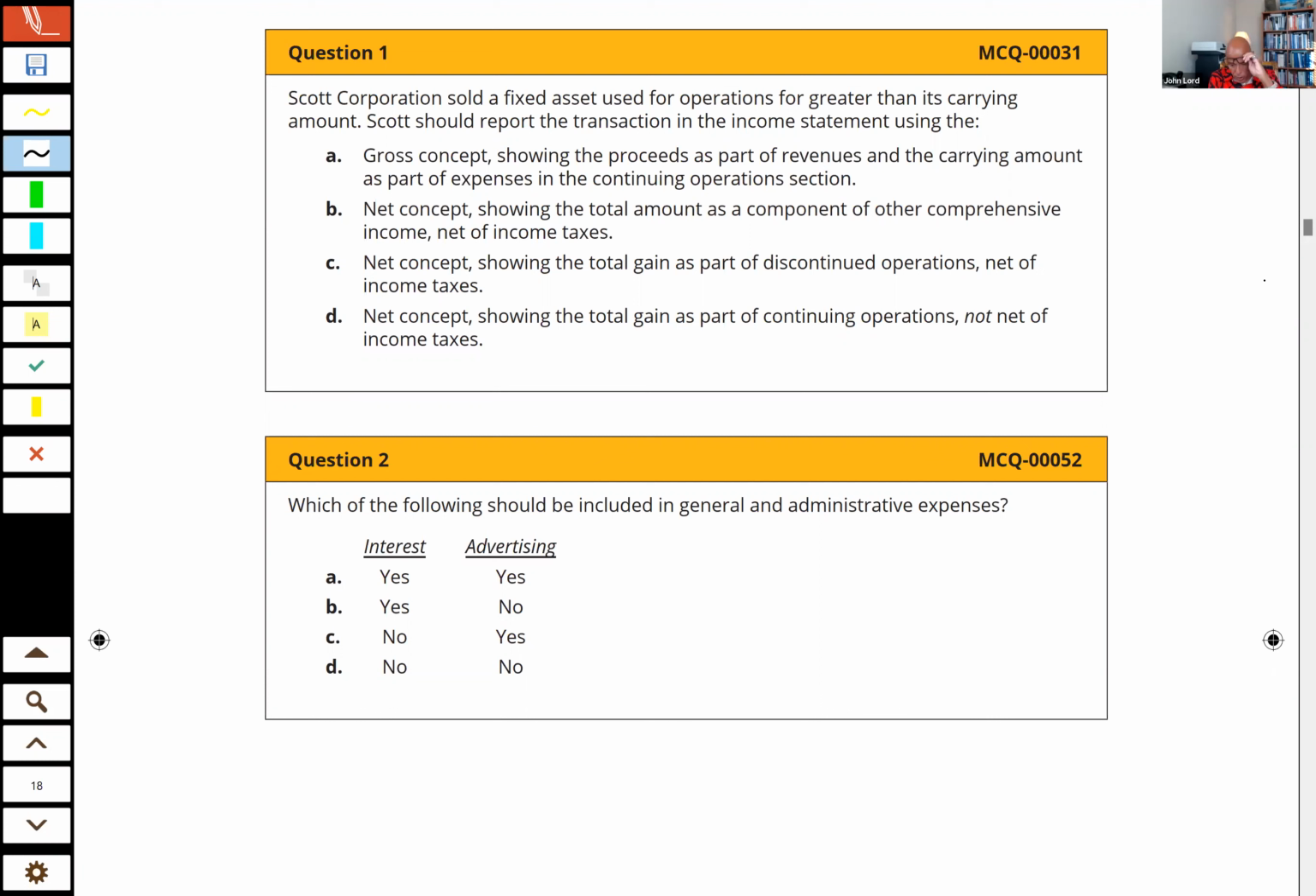Okay, good. So when you look at this, A cannot be correct because we know that non-operating items for our flashcard are reported net, aren't they? So A is out. Is that what we said on the flashcard? Okay. So then you start looking, you say, okay, well, it's either B, C, or D. Net concept showing the total amount as a component of other comprehensive income. Show me where we talked about other comprehensive income being reported on the income statement.